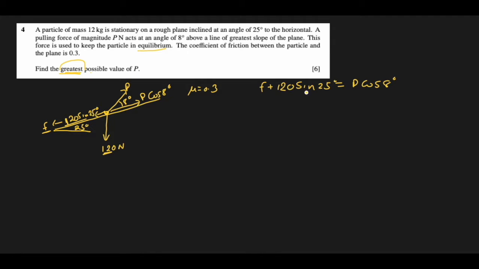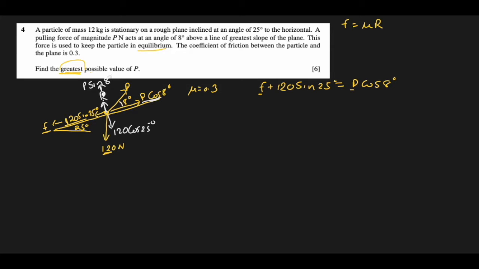But P is unknown. Right now F is also unknown. So we know that F is mu times reaction force R. So let's see where R is. R is in this direction. But R is not the only component of force. There will be another component. P cos 8 is the component of P in this direction. There will be another component in this direction, which will be the sine component. So wherever we have the angle, that becomes the cos component of the force, and on the opposite side of the angle, it's sine. These two will be equal to the weight component in this direction, which will be 120 cos 25.